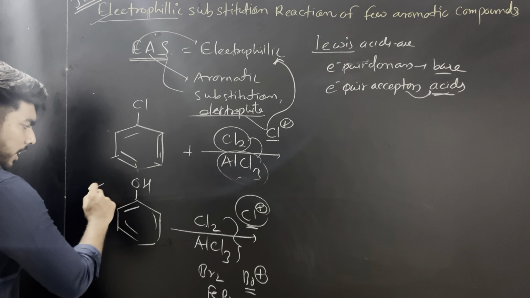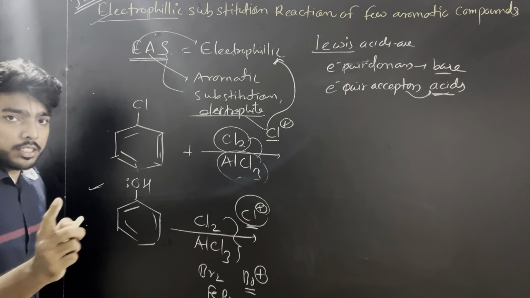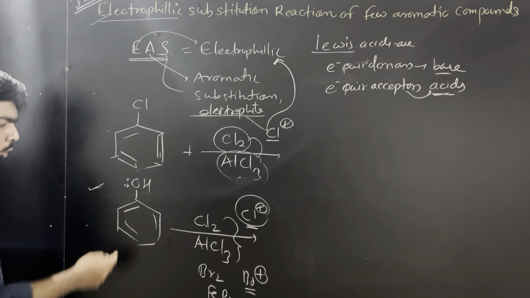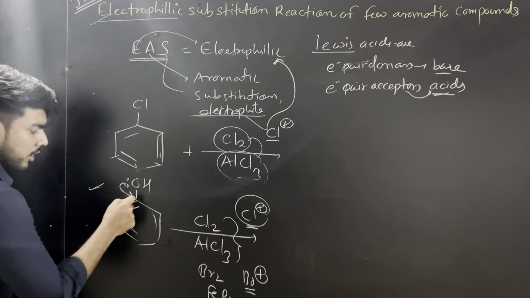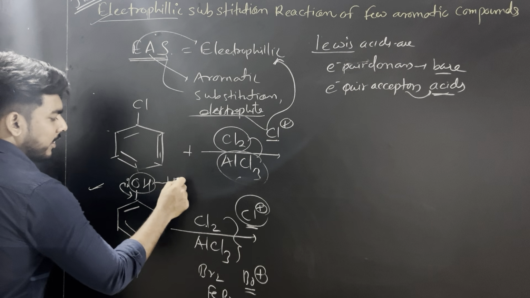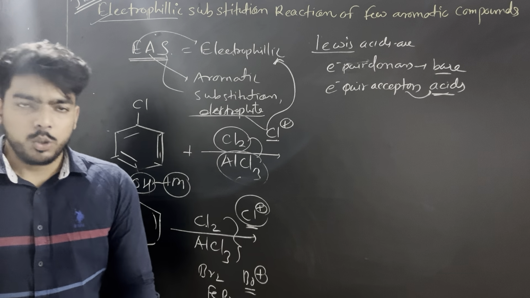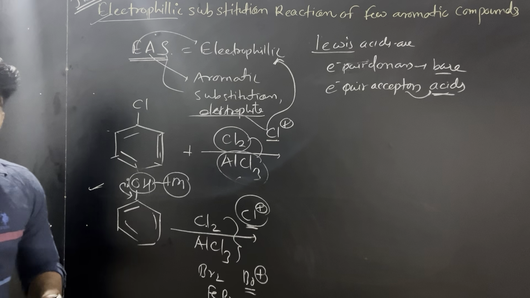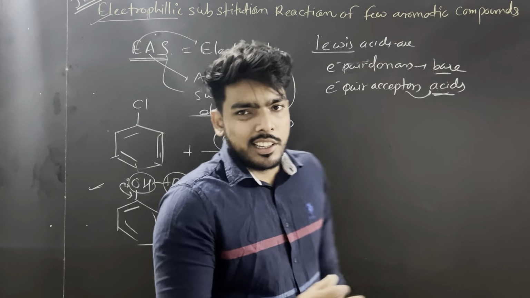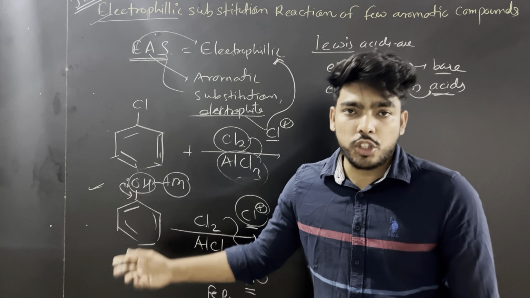For OH, the phenol group, we know that OH has lone pairs. These lone pairs will be introduced into the ring. Basically, the OH group applies a plus M effect. And what is the plus M effect? It's the plus mesomeric effect. So this particular OH group will show a plus mesomeric effect. That means it is going to donate electrons into the ring and make the ring electron rich.